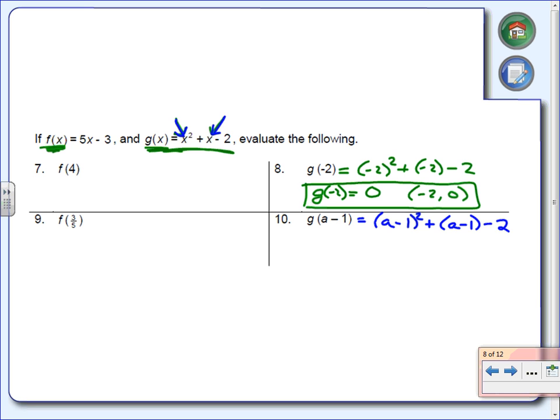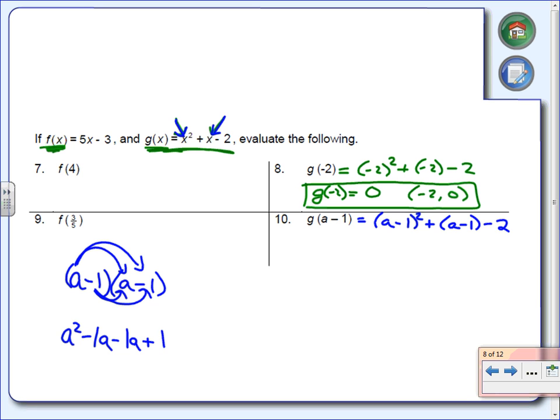I'm going to do a little scratch work out to the side. I'm going to take that a minus 1 and I'm going to square it. Because all that means is multiply it by itself. So here we go. A minus 1 times a minus 1. First, I've got to multiply a times a, which is going to give me a squared. Then I've got to multiply a times a negative 1, which is a negative 1a. Then I've got to multiply negative 1 times a, which is a negative 1a. And then finally, I've got to multiply negative 1 times a negative 1, which is a positive 1.